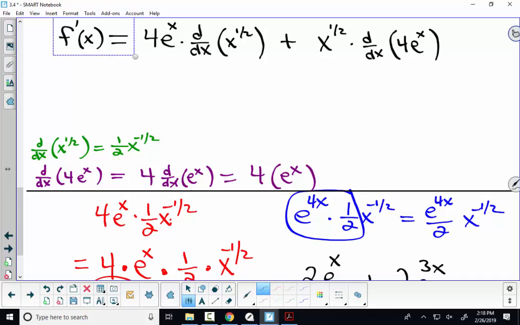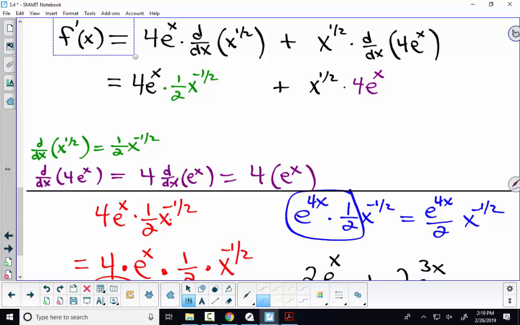Okay. So that tells us our derivative is 4e to the x times the derivative of x to the 1/2, which was 1/2 x to the negative 1/2. So that term's good. I have no more derivatives I need to take. Same thing with this one, plus x to the 1/2 times 4e to the x. No more derivatives to take. I'm done. That's my derivative. Now, often we do have to end up simplifying our derivative, but for the time being, this is fine.